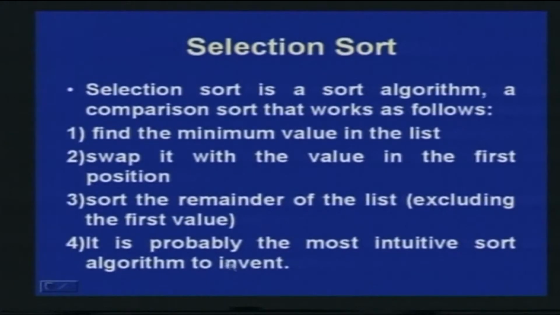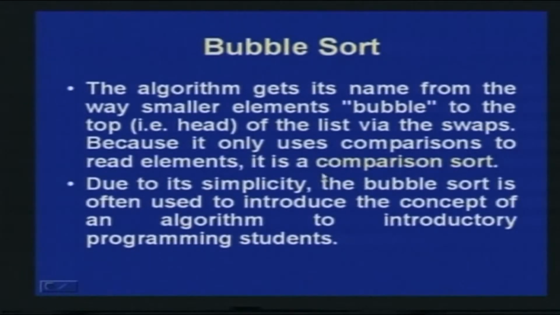This is the most intuitive sort algorithm, and it was designed that way also. Now let us go to the next one. So what is the selection sort? You select the minimum item and put it in the first position. Now select the second minimum item, put it in the second position. Select the third, put it in the third position, and so on until you have put all the elements in the correct positions.